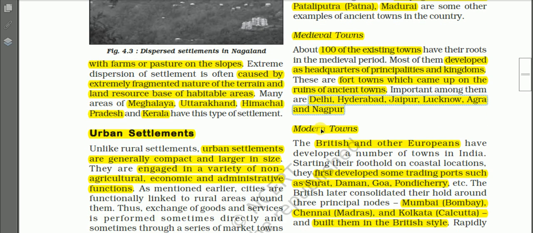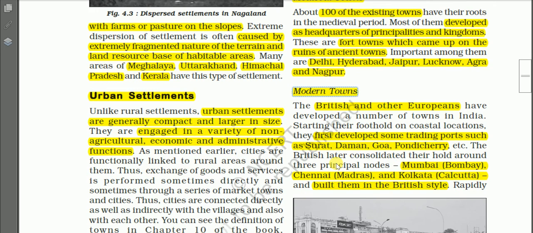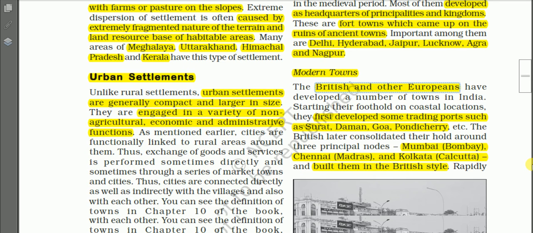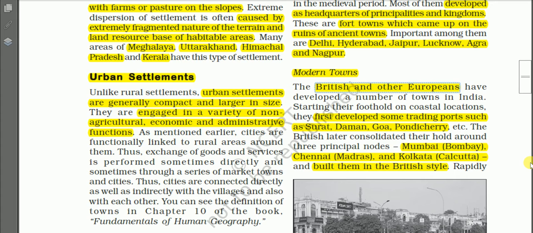Next, we have modern towns. Modern towns were developed mainly by the British and the other Europeans. As mentioned here, the British and the other Europeans developed a number of towns in India. That means most of the modern towns were developed by them. Starting their foothold on coastal locations, they first developed some trading ports such as Surat, Daman, Goa, Pondicherry.